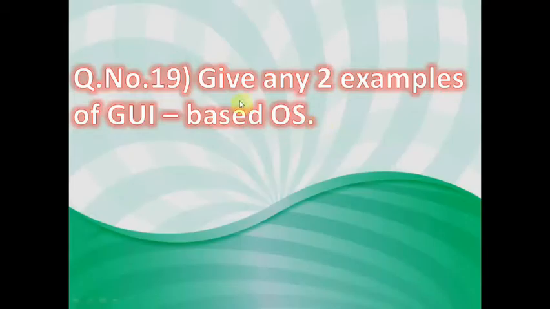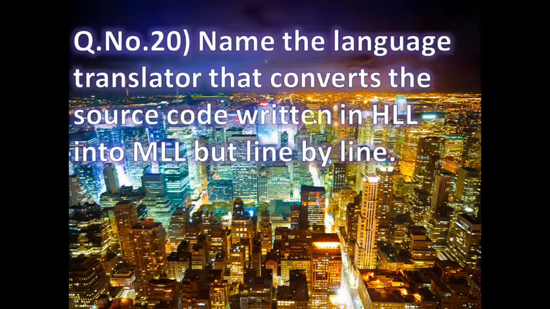In question number 19, give any two examples of GUI based operating system. Now question number 20, name the language translator that converts the source code written in high level language into machine level language but line by line. Here you have to write which language translator can convert the source code written in high level language into machine level language, but it can convert only line by line.